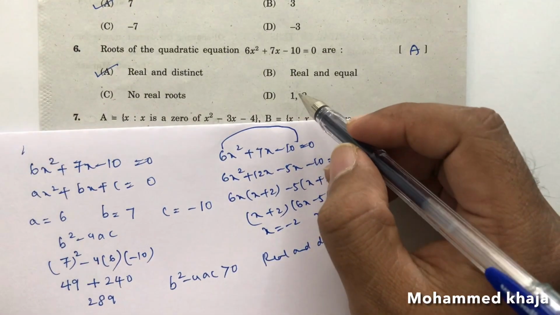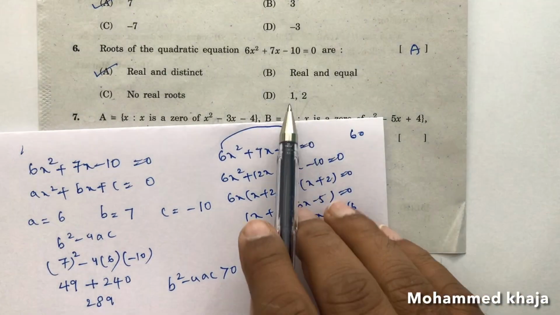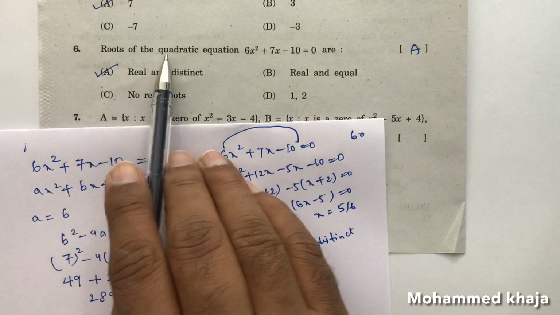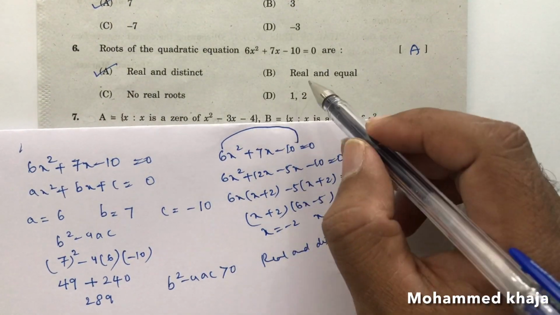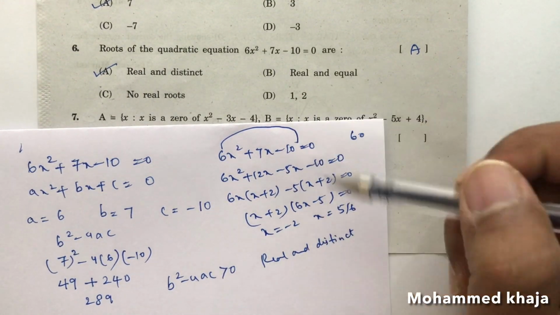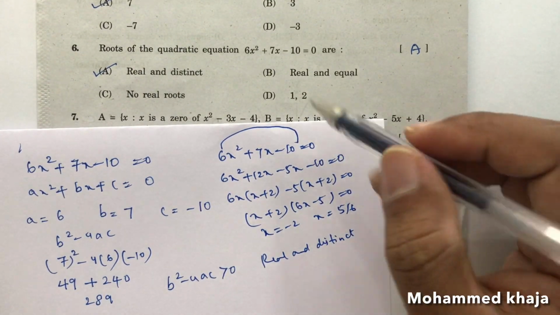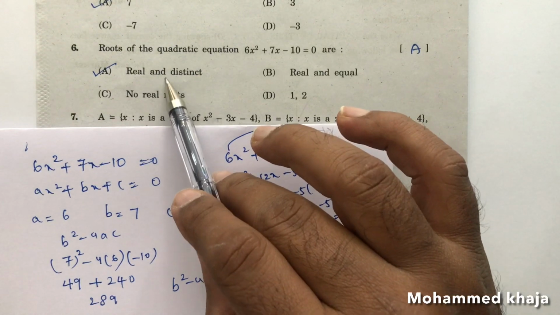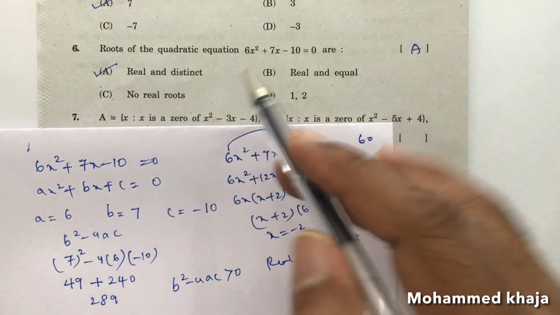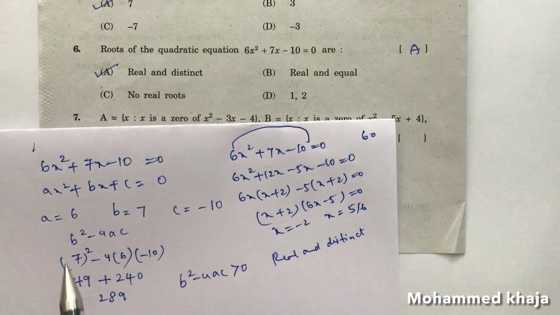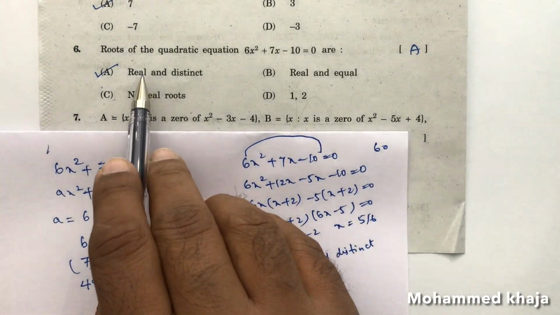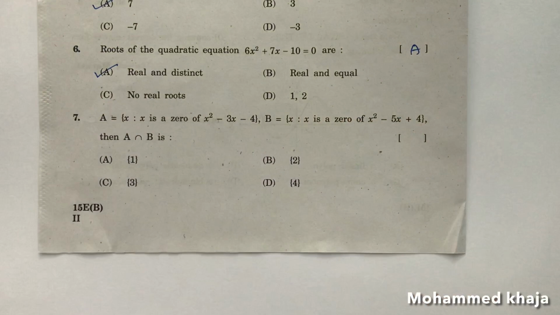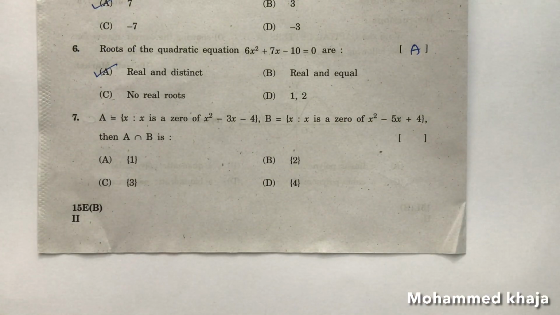So see, just to make you confused, they give this option because they are asking roots. In a hurry, a student will think, oh, here are the two roots, just take this one. So don't do that, because the roots are minus 2 and 5 by 6. And so here the correct answer will be, when I saw this real, distinct, real, equal, we have to find the discriminant, then decide. So here the discriminant is greater than 0, therefore the roots are real and distinct.